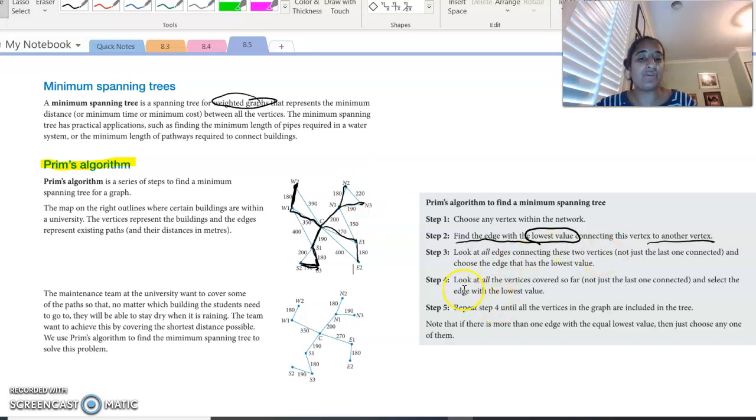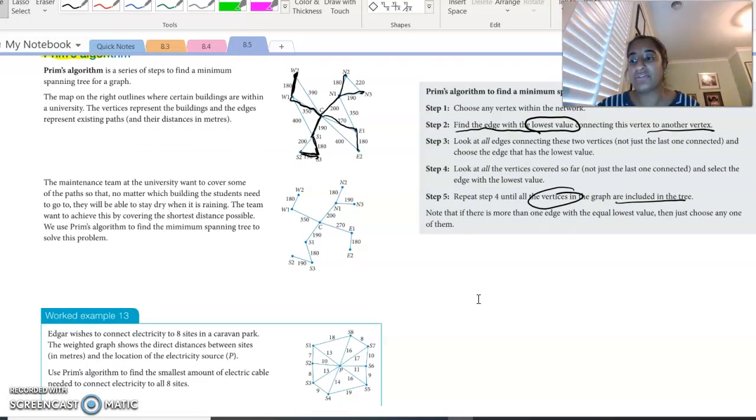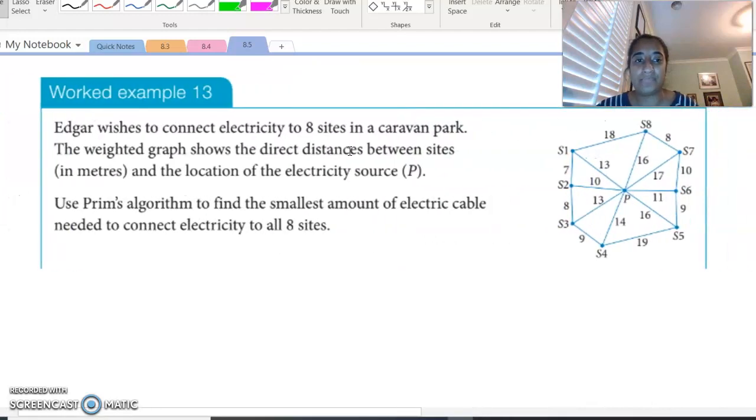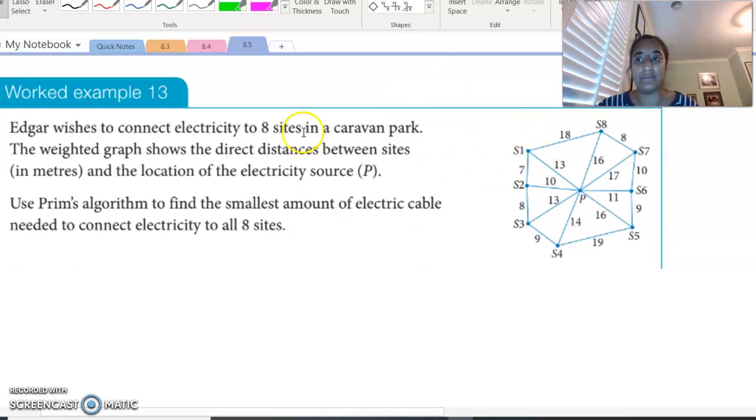So you basically keep repeating what we've done until all of the vertices in the graph are included. If there's more than one edge with an equal lowest value, then you can basically choose either one, but we're aiming to follow the shortest path. So if we look over here, we've got some examples. Down here, I'm just going to create some extra space so we can do some drawing. And if I zoom in, that'll allow us to draw over this image. All right, and we're going to draw in green this time.